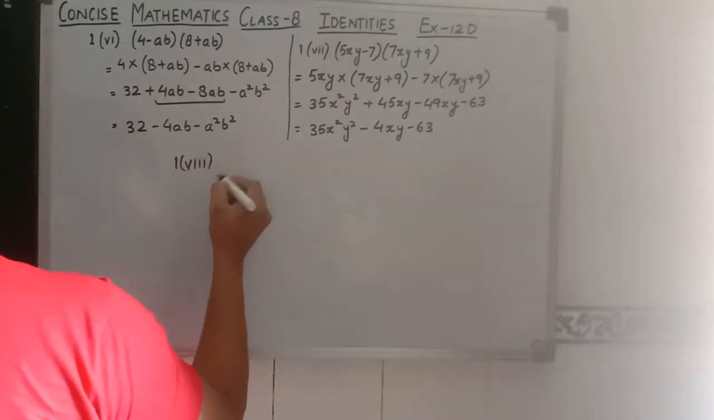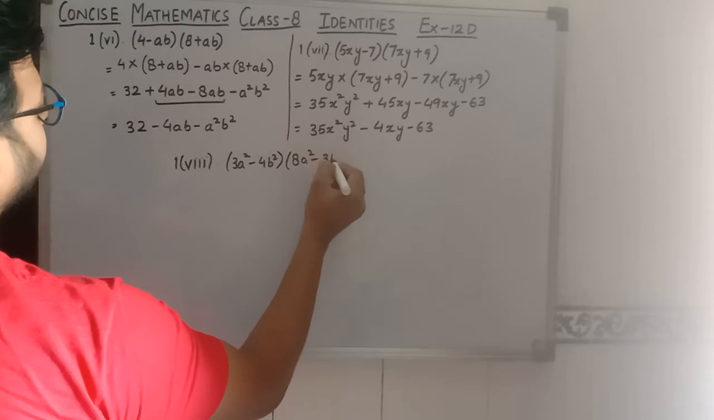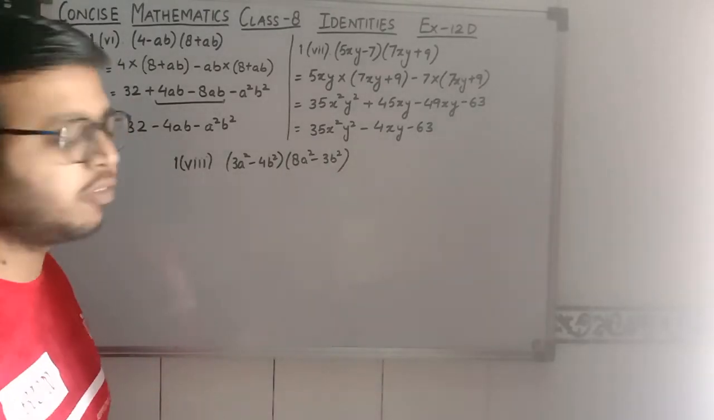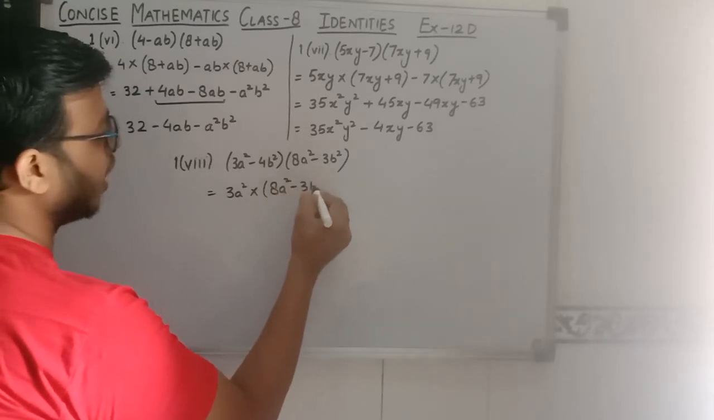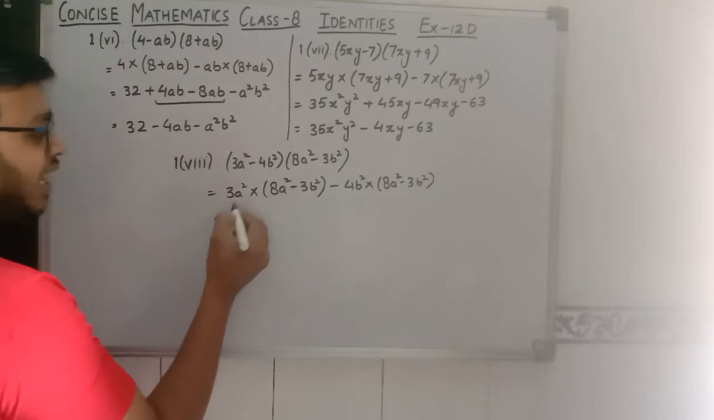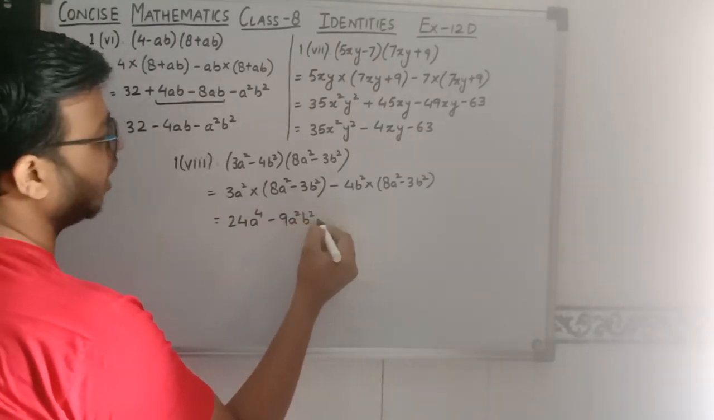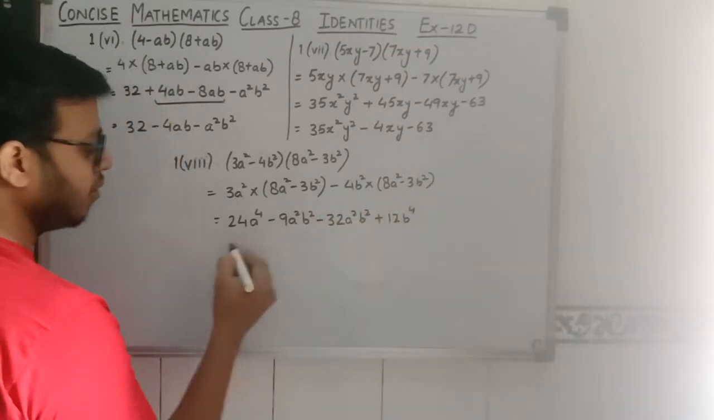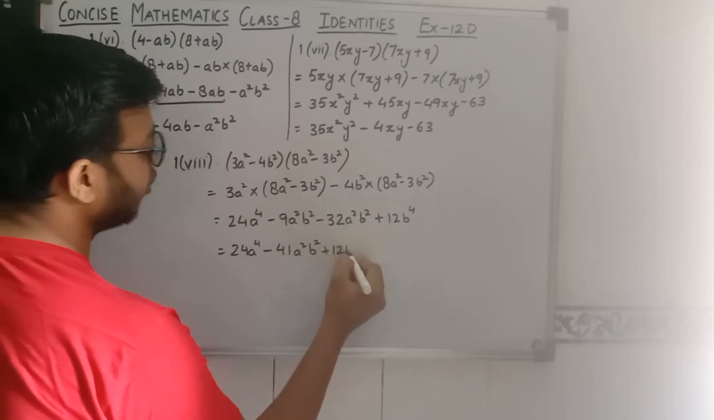Question number 1, part 8. Part 8 says 3a square minus 4b square in the first bracket and 8a square minus 3b square in the second bracket. Now we have to multiply these two binomials. Again we observe that both of the terms are different, so again we take the help of the multiply method. First of all, 3a square is multiplied with 8a square minus 3b square. Then negative 4b square is multiplied with 8a square minus 3b square. Now multiply carefully. 3 times 8 is 24, and a square with a square gives a to the power 4, minus 9a square b square, minus 32a square b square, and positive 12b to the power 4, because b square times b square becomes b to the power 4. Since both are negative, they will be added: 24a to the power 4 minus 41a square b square plus 12b to the power 4.